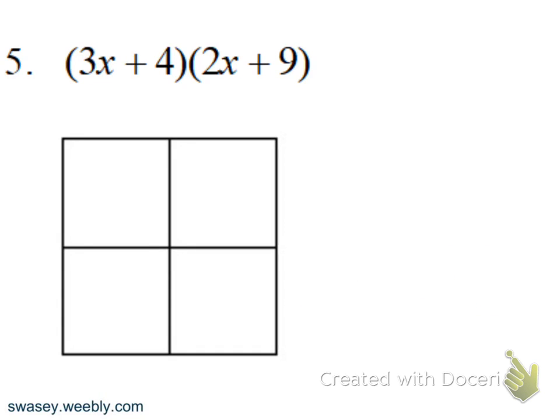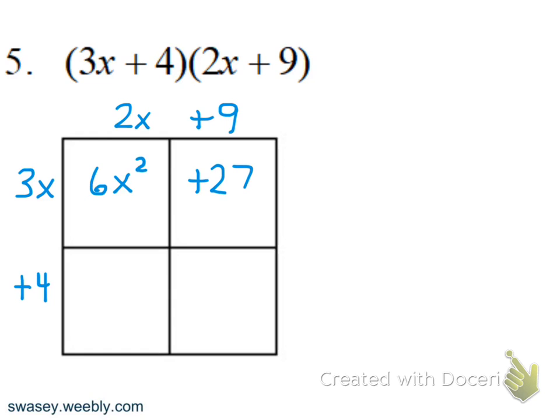All right, I'm going to do this one with the box method. So my first polynomial, I'm going to write vertically, and then the second one horizontally. Find the area of each box. 3x times 2x, 6x squared. 3x times 9 is 27x. 4 times 2x is 8x. And 4 times 9 is positive 36.